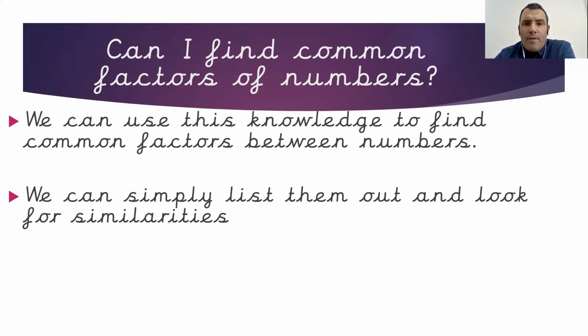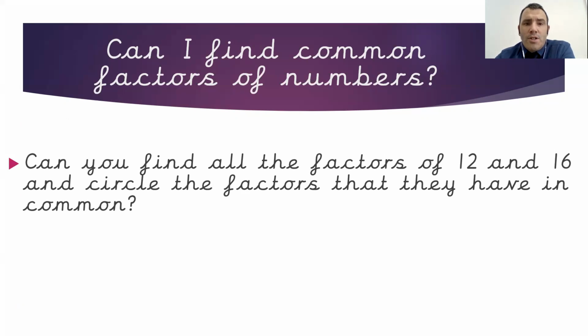So we can use all of this knowledge to find common factors between numbers. We can simply list them out and look for similarities. So have a go yourselves. Can you find all the factor pairs of 12 and 16 and circle the factors that they have in common? Pause the video here to have a go.